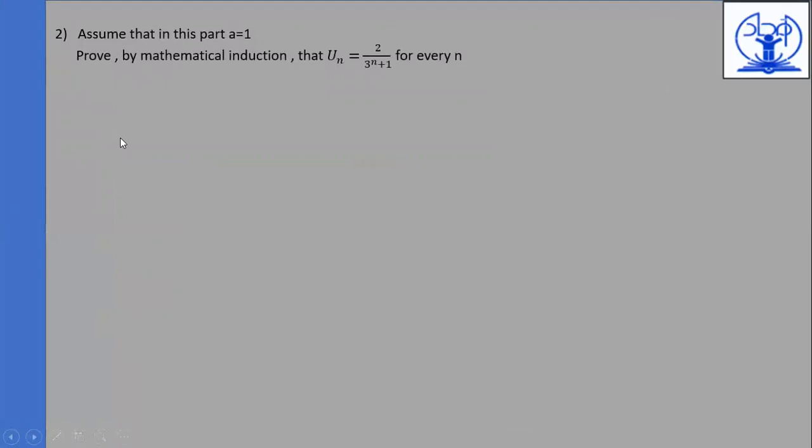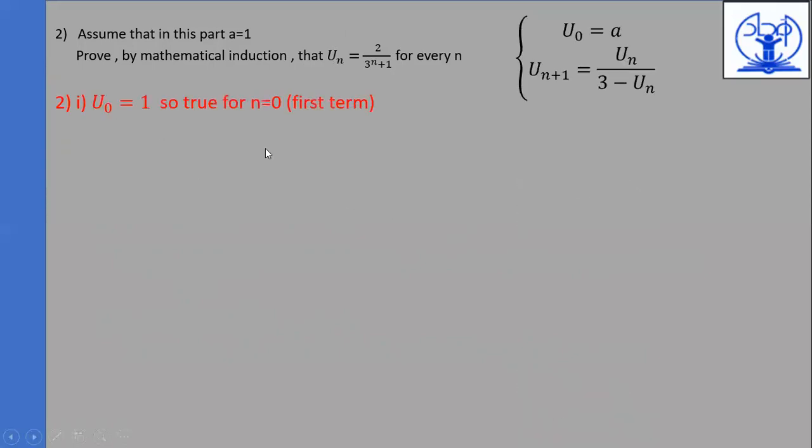Assume in this part that the first term is 1. We need to prove by mathematical induction that un explicitly can be written as 2 over 3 to the n plus 1. To do this by mathematical induction, we need to start with step 1, which is checking the validity of the claim. For n equals 0, if you replace n by 0 here, you will get 2 over 3 to the power 0 plus 1, 2 over 2, which is 1. And u0 is a, and a is 1. So this formula holds true for n equals 0.